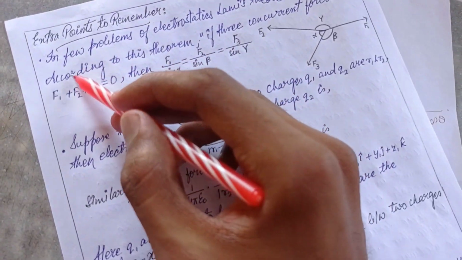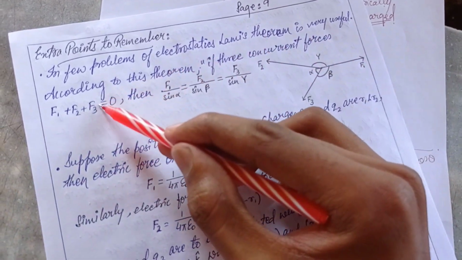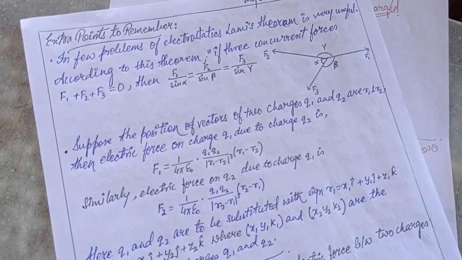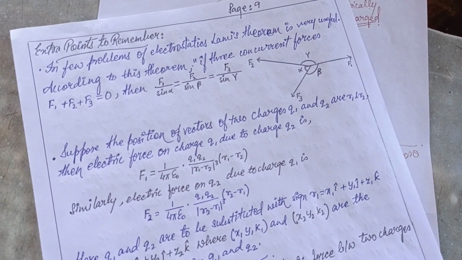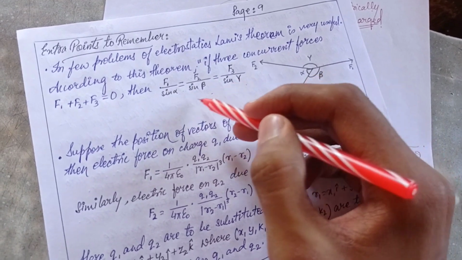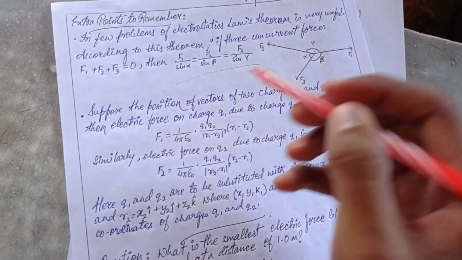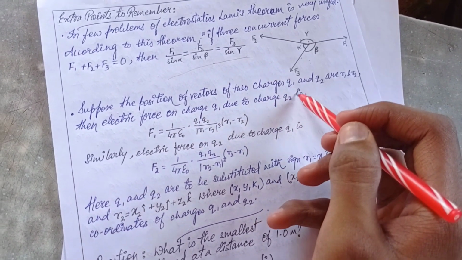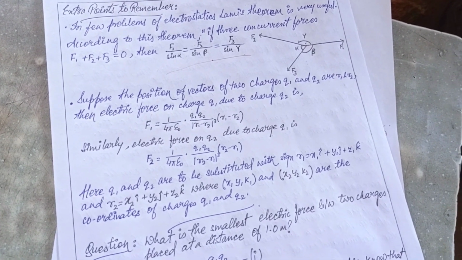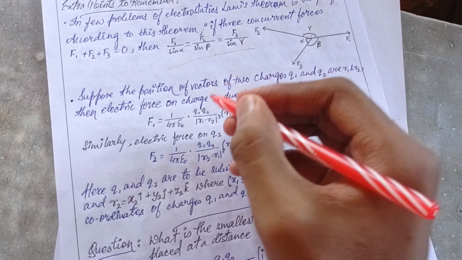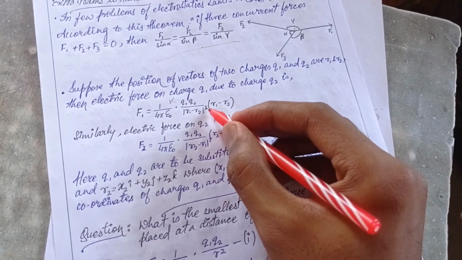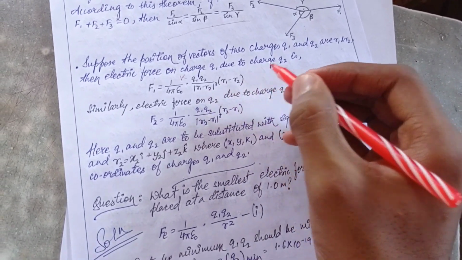Extra points to remember. In a few problems of electrostatics, Lami's theorem is very useful. According to this theorem, if three concurrent forces F1, F2 and F3 are in equilibrium, so that their sum is equal to 0, then we can write F1 by sine alpha equals F2 by sine beta equals F3 by sine gamma. They are equal. Suppose the position vectors of two charges q1 and q2 are r1 and r2. Then the electric force on the charge q1 due to the charge q2 is F1 equals 1 by 4 pi epsilon naught, this is k, k q1 q2 times (r1 minus r2) whole to the power 3, and (r1 minus r2).